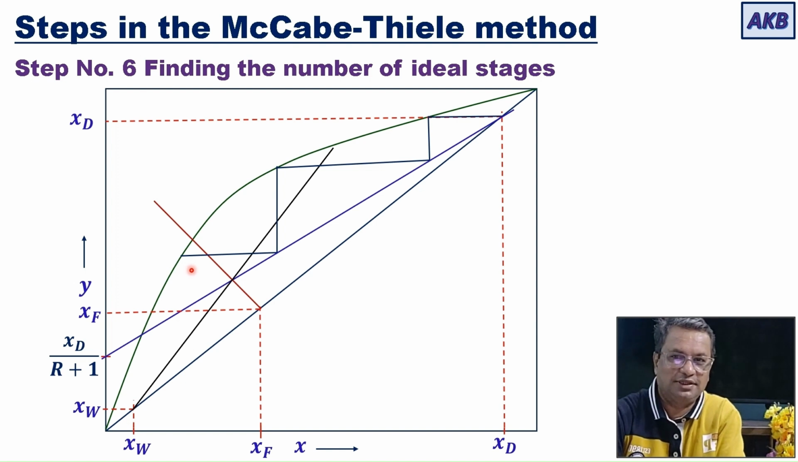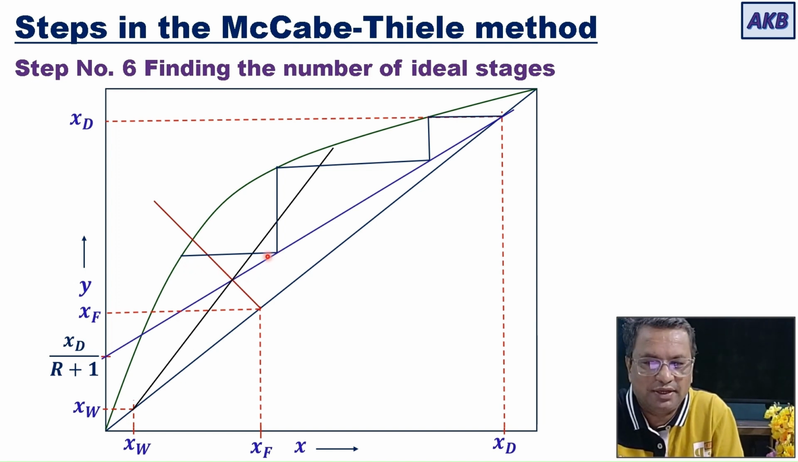Now in this case, what has happened? When I had drawn this horizontal line, I have crossed the intersection of the 3 lines: the rectifying section line, Q line, and the stripping section line. So once I do that, when I draw a vertical line, this time I have to go up to the stripping section line. Okay, then again the procedure will be continuing. I'll be going to the equilibrium curve and then to the stripping section line.